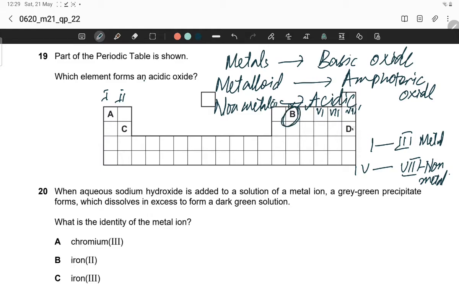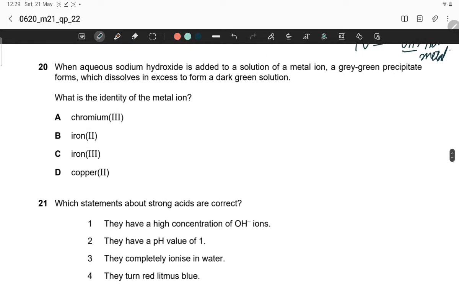D is noble gases. These are group 8 elements and cannot react with oxygen, so this is incorrect. These are metals, so these are incorrect. B option is correct.